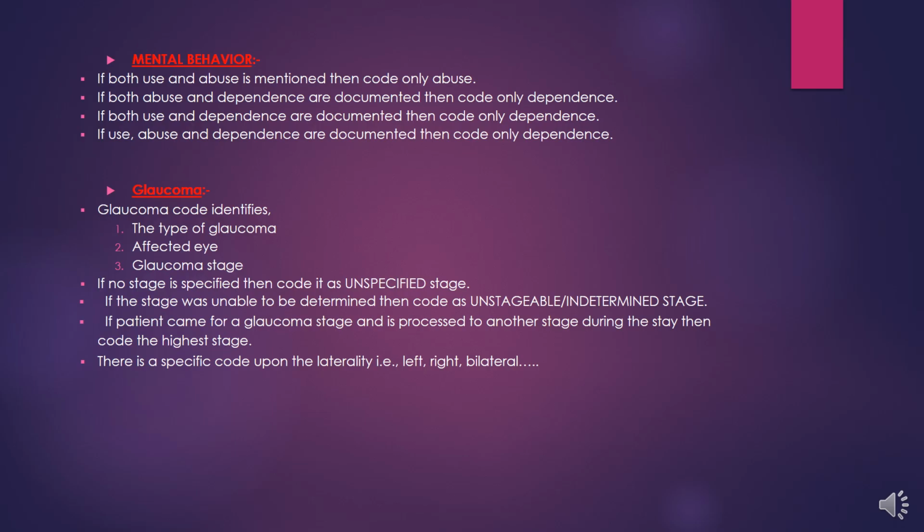Glaucoma code identifies the type of glaucoma, affected eye, and glaucoma stage. If no stage is specified, then code as unspecified stage. If the stage was unable to be determined, then code as unstageable, indeterminate, or unspecified stage. If a patient came with one glaucoma stage and progressed to another stage during the stay, then code the highest stage. There is a specific code based on the laterality of the eye: left, right, bilateral.